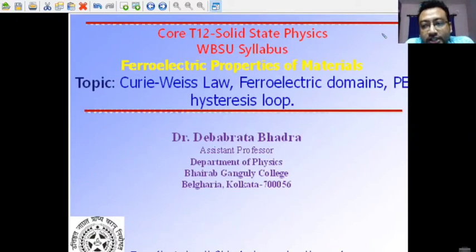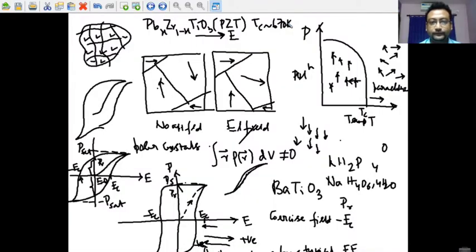Experimentally, the ability to switch from one state to another can be observed by an indirect measurement of the polarization as a function of an applied electric field and takes the form of a signature of the hysteresis loop. So this is the typical hysteresis loop exhibited by the ferroelectric materials.